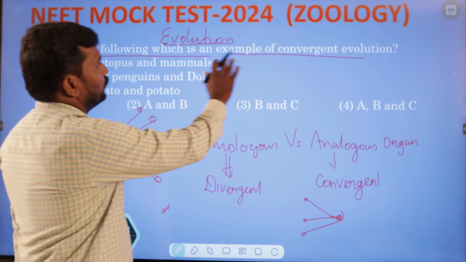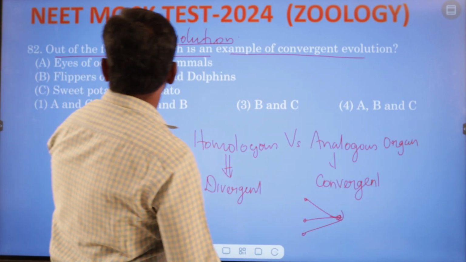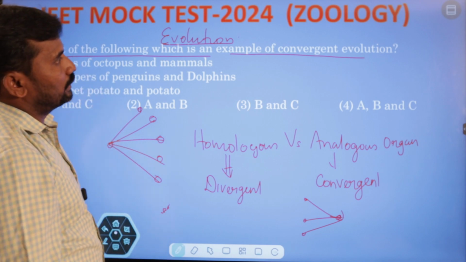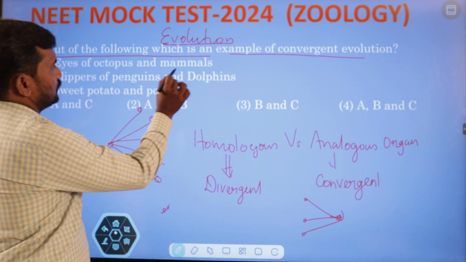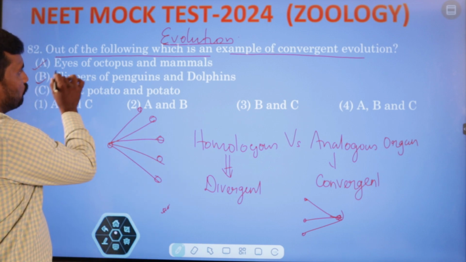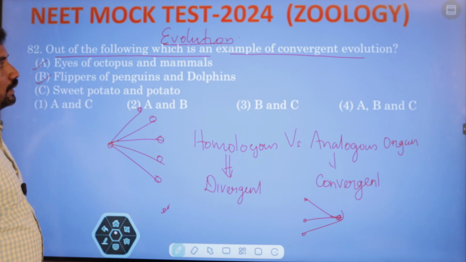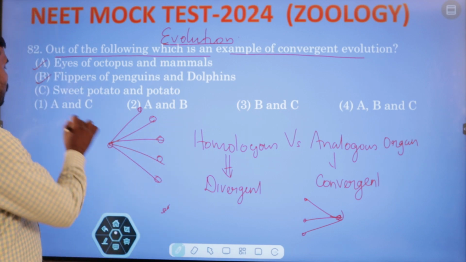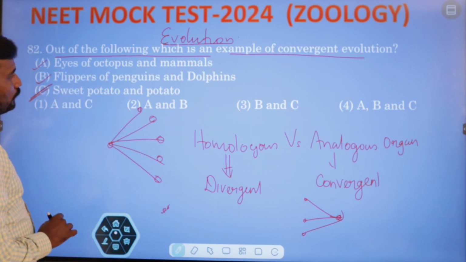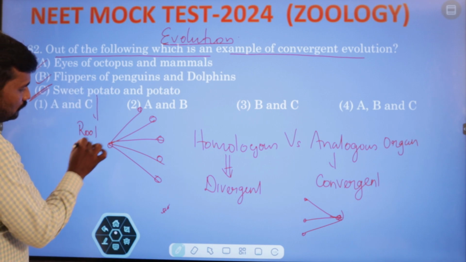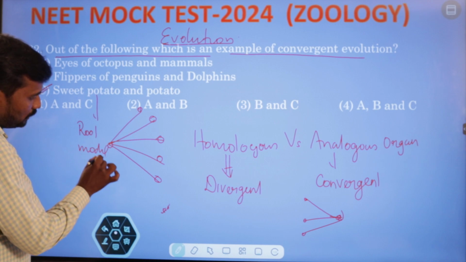So, which of the following are examples of convergent evolution? You know very well, the eyes of the octopus. This is an example of analogous organs, octopus as well as mammals. The flippers of penguins as well as dolphins, completely different organisms. And the third one, sweet potato. Sweet potato is a root modification.